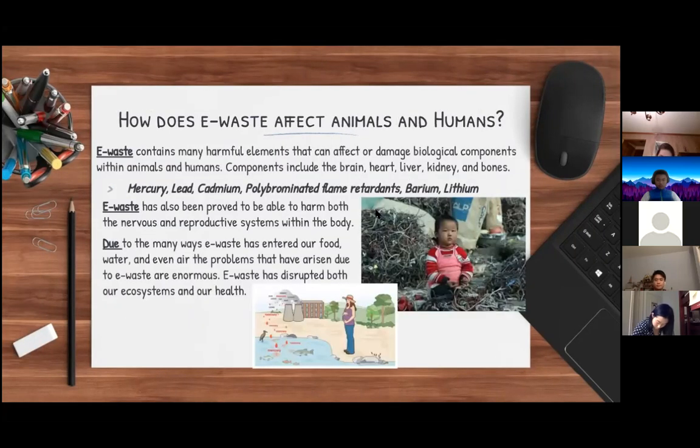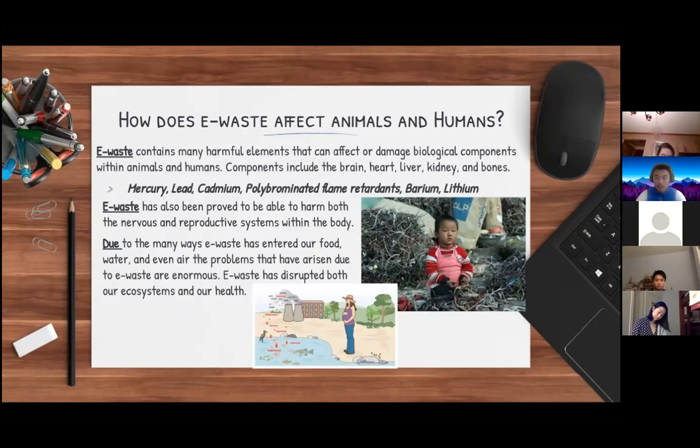So how does e-waste affect animals and humans? E-waste contains, as we've already discussed, multiple harmful chemicals which can damage biological components of your body and of animals' bodies. These components include the brain, the heart, your liver, your kidneys, and bones. And there are also many more which e-waste can affect.